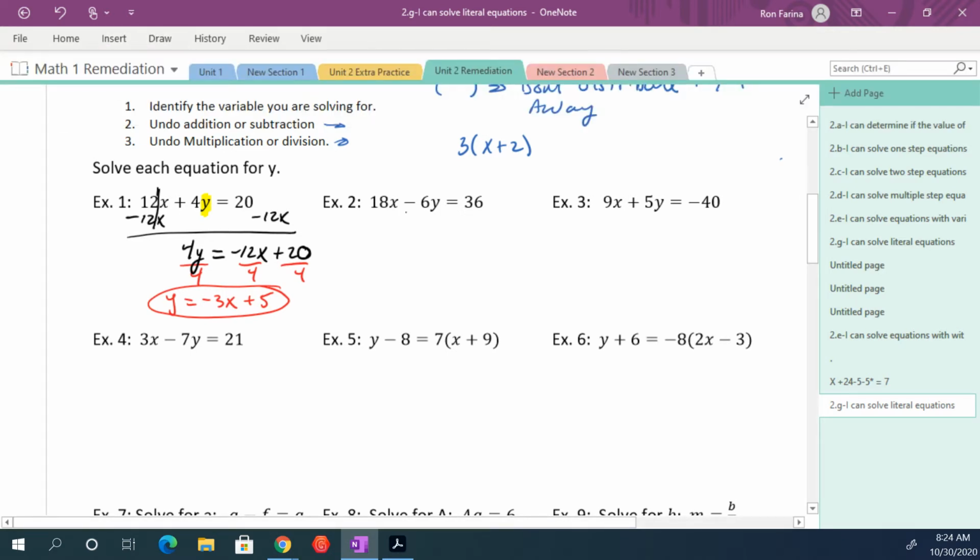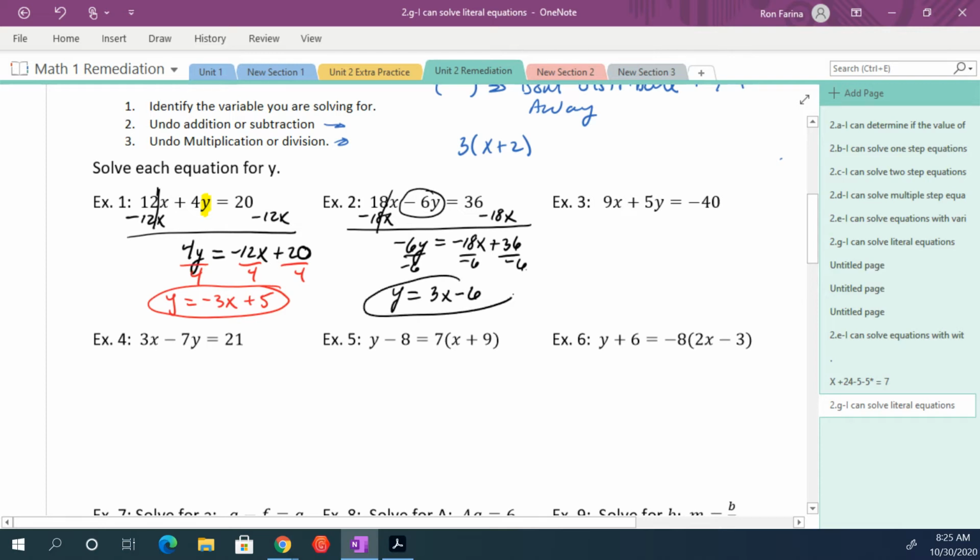Next one. First, I get rid of the x term. Since it's positive 18, I know I'm going to subtract it. I'm going to subtract it over here. Remember, you do not align the 36 and negative 18x because they're not like terms. Now, what do I have to bring down here? I have to bring down the negative 6y equals, and in standard form, it's negative 18x plus 36. Now I'm going to divide everything by negative 6. And that will give me y equals positive 3x. Now, 36 divided by negative 6 is going to give me negative 6, so I know I have to subtract it.